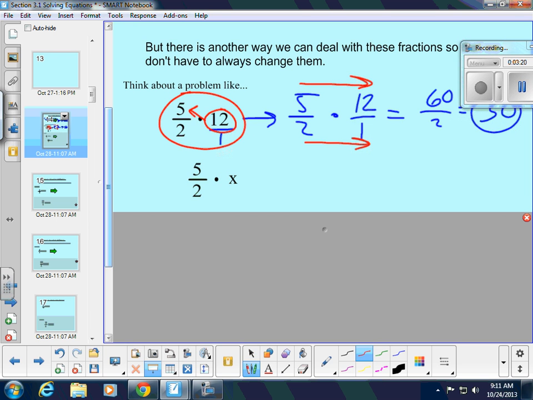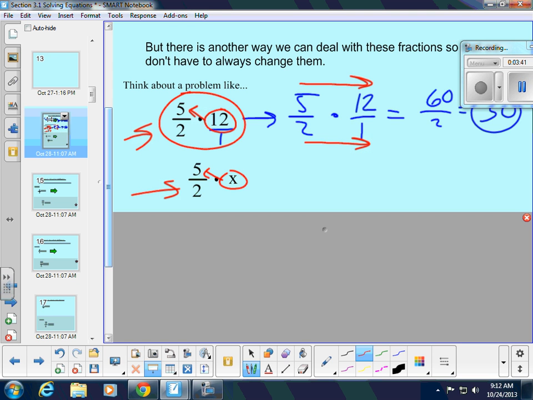So maybe something like this we could see in an equation in the future: 5 halves times x. Well, what I'm telling you, if you notice from the top example, is that whenever I have a fraction times some kind of whole number, or sometimes some number sitting there by itself, what ends up happening is I take that number and multiply it by the top number of the fraction. That's the way it'll work.